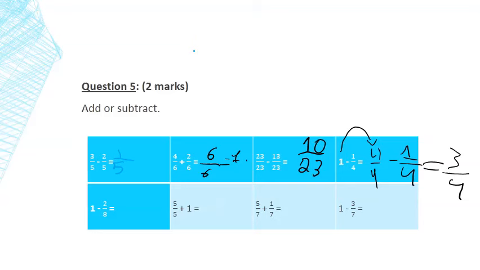Okay, and Serene. 1 minus 2 over 8. 1 is 8 over 8, right? Minus 2 over 8. So 8 minus 2 is what? 6. So 6 over 8. Okay.